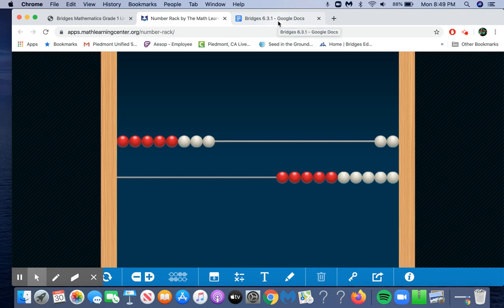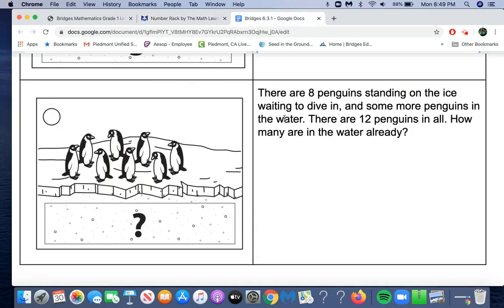What would be the equation for that? Let's think. You go ahead and pause the video and write an equation that you think goes there. Is the total unknown? Is a part unknown? Is the start unknown? Start is not unknown. We already know that there are 8 penguins here. So we can be sure to start with the number 8.